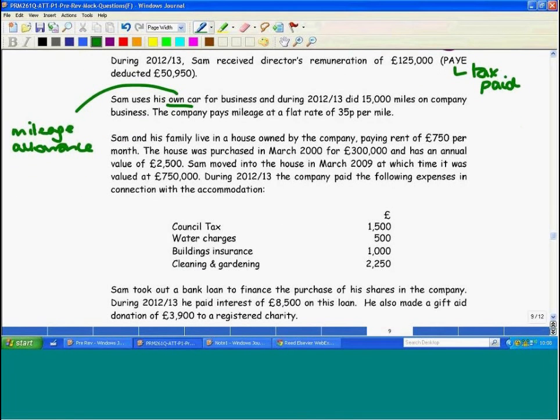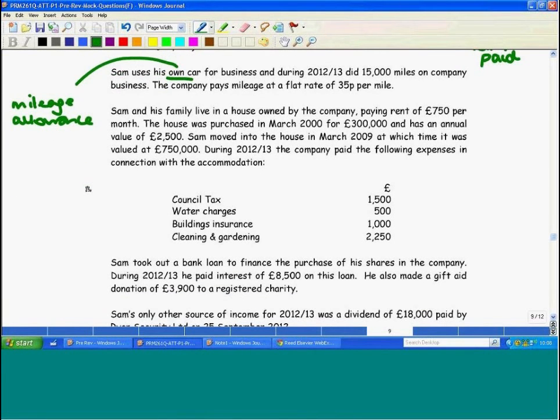Now, the next paragraph is telling us that Sam and his family live in a house owned by the company. They pay rent of £750 per month. Now, just be careful. This is the family. So Sam and his family are paying this rent. It's not the company. So just make sure you read it the right way round. And, of course, what this is actually showing is an employee contribution. So when we come to working out our living accommodation benefit, we're going to be deducting this rent that's been paid because it's the employee contribution.